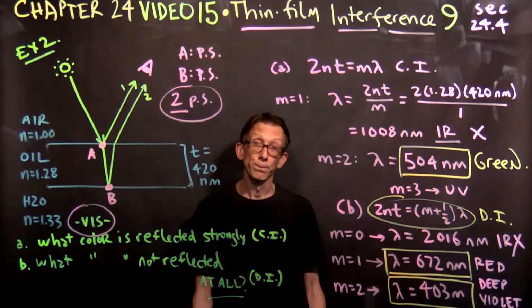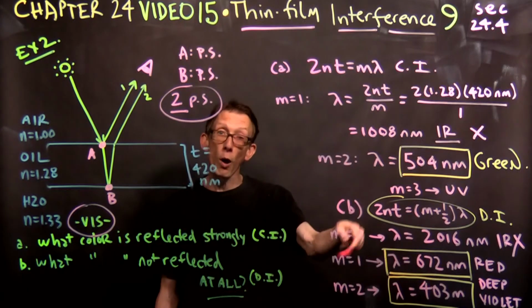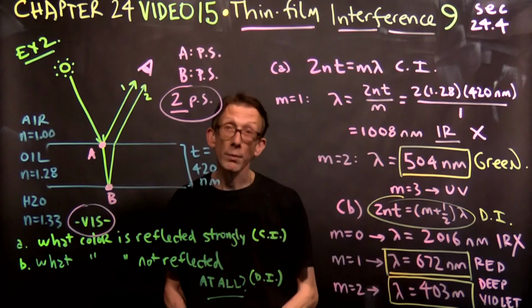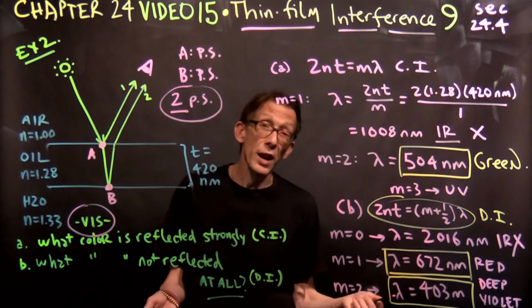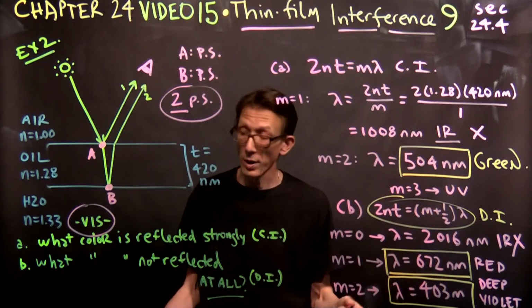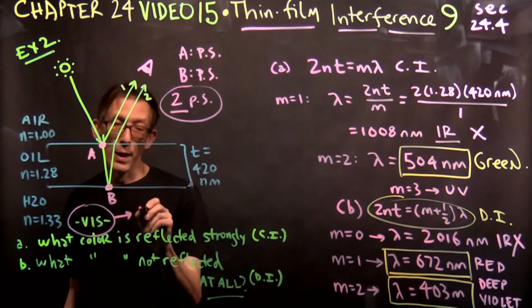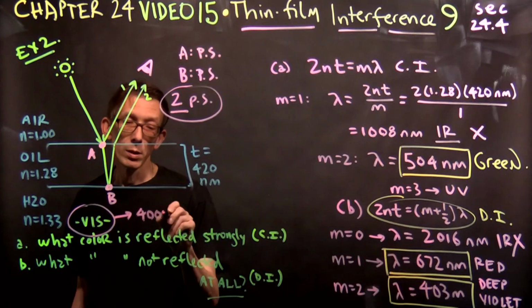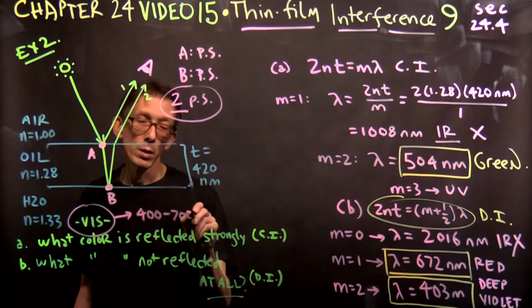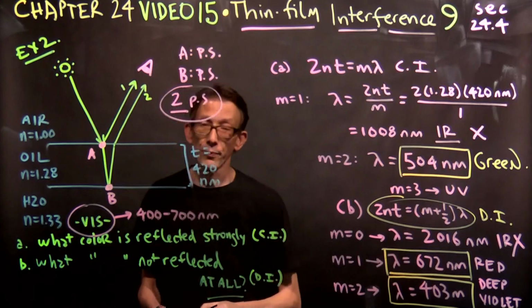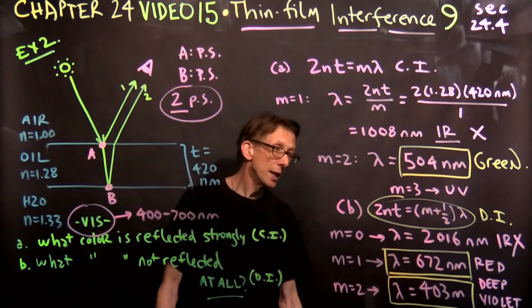You can't see them. But you need to go in and run through all your m's, and of course, anything outside of the 400 to 700 nanometer window does not work, right? So when I say visible, that means between 400 and 700 nanometers. Anything that falls outside of that is not visible.